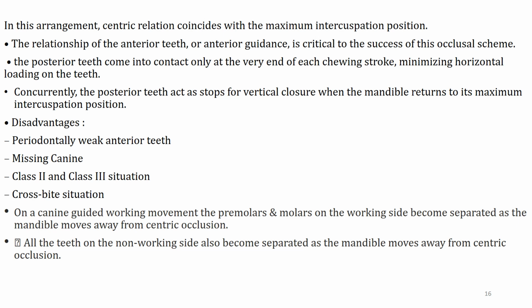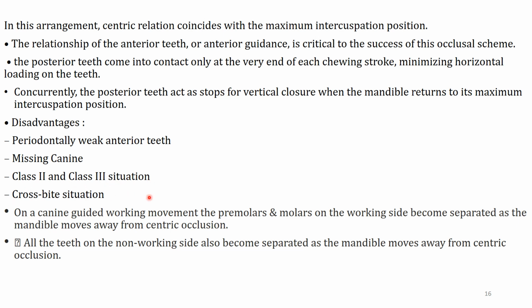So this slide basically says anterior and posterior teeth should be in occlusion. The posterior teeth have stops, and when the maximum intercuspal position happens, these serve as stops. The disadvantage is that if it was not there, it would weaken the periodontal ligament of the anterior teeth. It is also not there in case of missing canines, class 2 and class 3 situations, and crossbite situations.